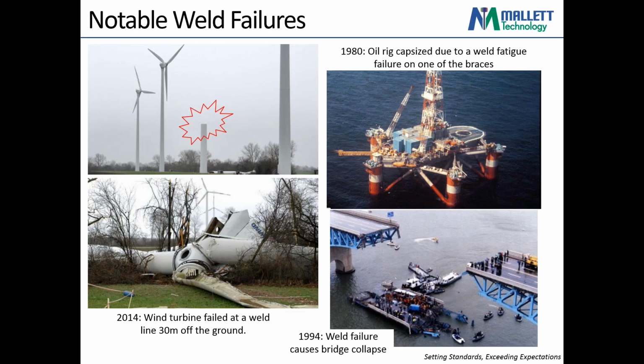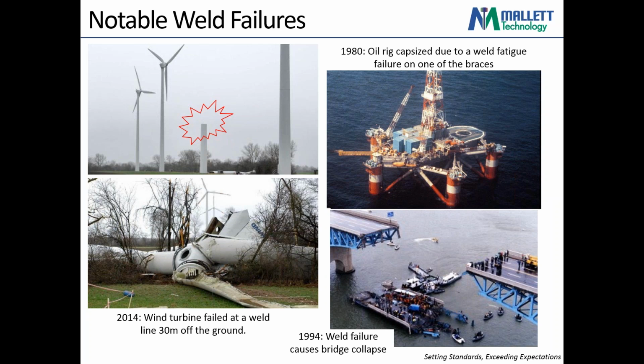So just a few notable weld failures. You can see on the left side of the screen, this is a wind turbine failure. Essentially, the weld failed. There's a weld essentially 30 meters off the ground, and a crack propagated along the weld line. And so you can see that entire tower, so it's a 100-meter wind turbine, from 30 meters up just toppled over.